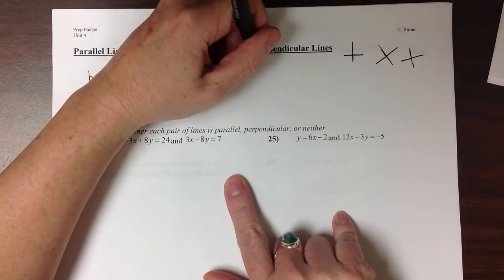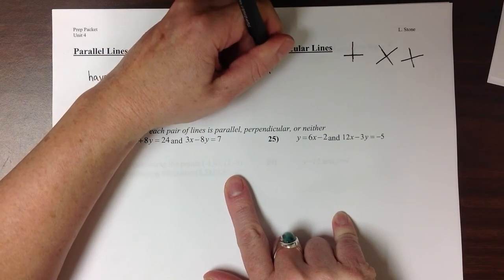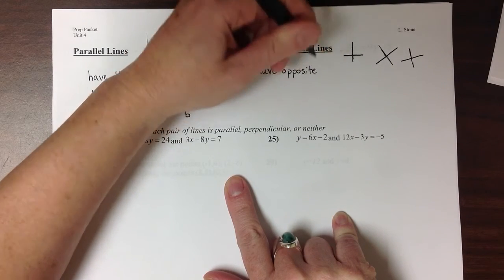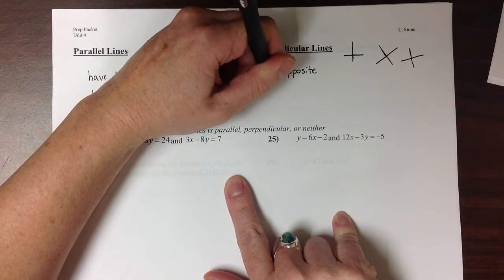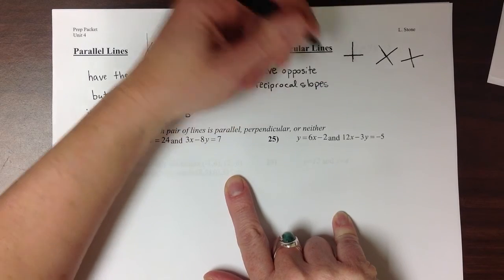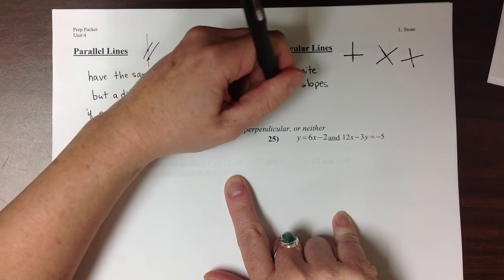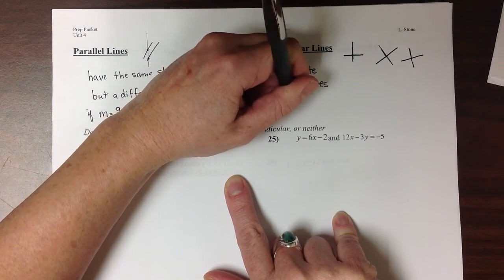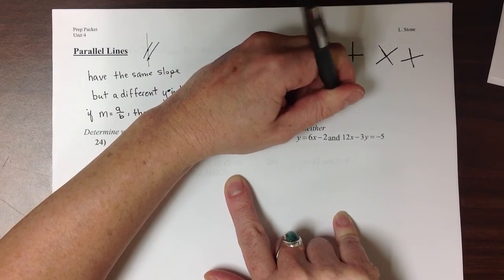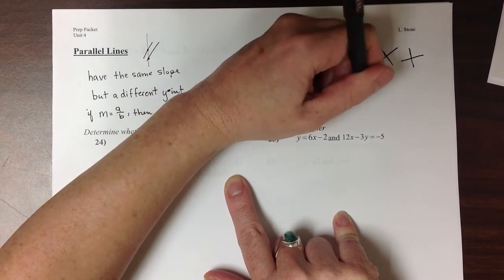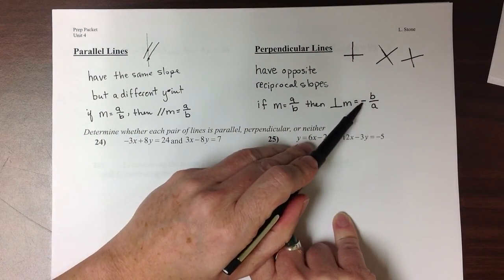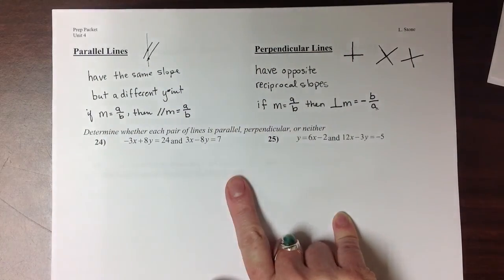So the way we define this mathematically is that perpendicular lines have opposite reciprocal slopes. Or to explain it mathematically, if the slope of one line is equal to a over b, then the slope of the perpendicular line is going to be a negative b over a, or the opposite reciprocal of the original slope.